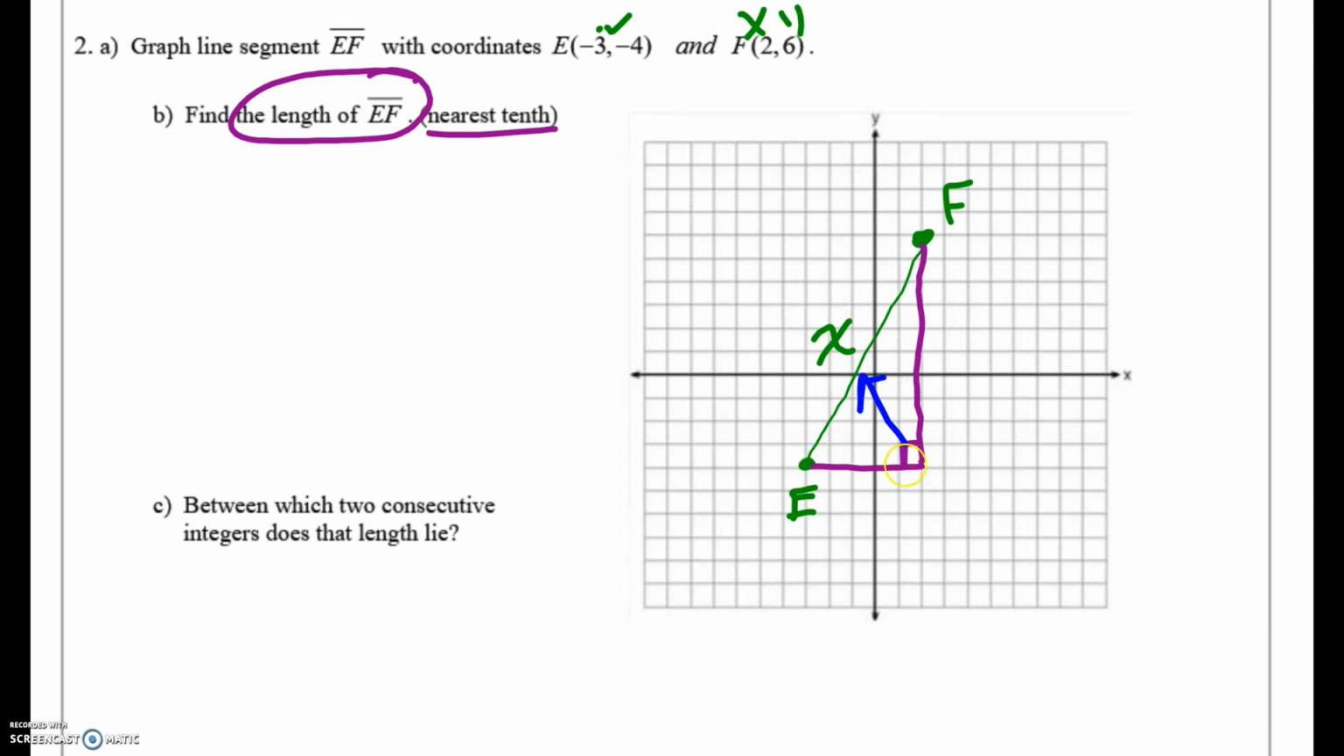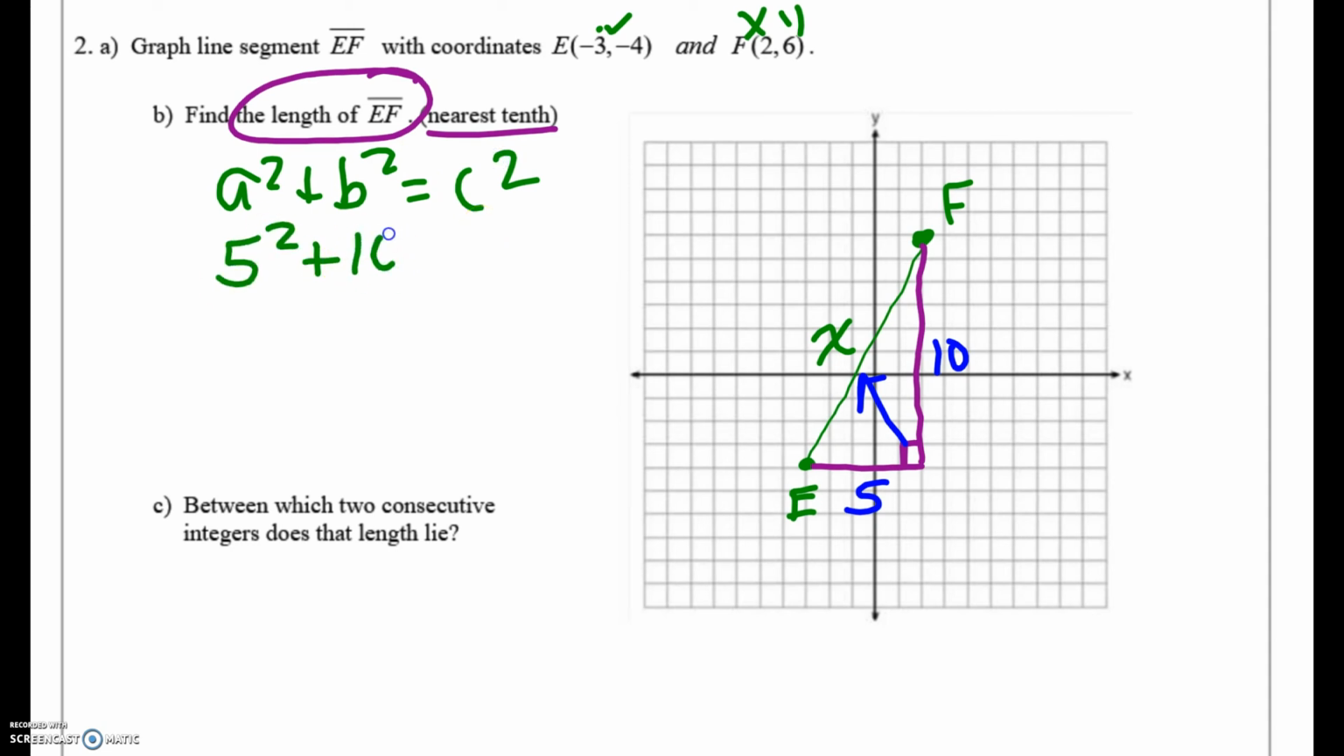So I'm trying to find my E to F, which is my hypotenuse, because it's across from the right angle. And from E to my right angle, I have to count how many units I have. 1, 2, 3, 4, 5. Same thing from the right angle to F. 1, 2, 3, 4, 5, 6, 7, 8, 9, 10. So I have the two legs of a right triangle and I'm looking for the hypotenuse. So I'm going to use a squared plus b squared equals c squared. My a squared is 5 squared, b squared is 10 squared equals c squared. I'm going to type everything on the left hand side into the calculator at once. So 5 squared plus 10 squared, I should get 125 equals c squared.